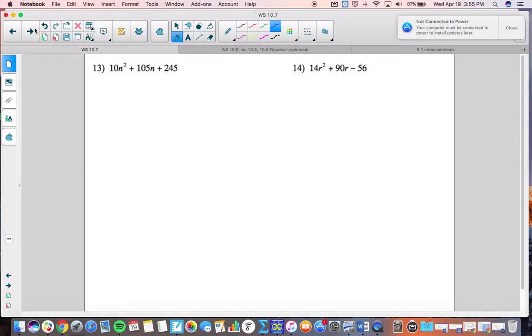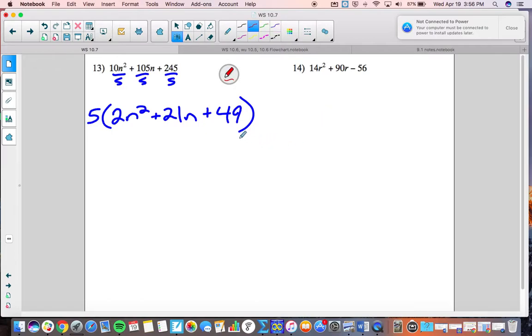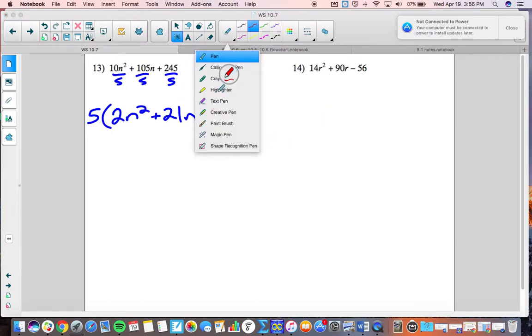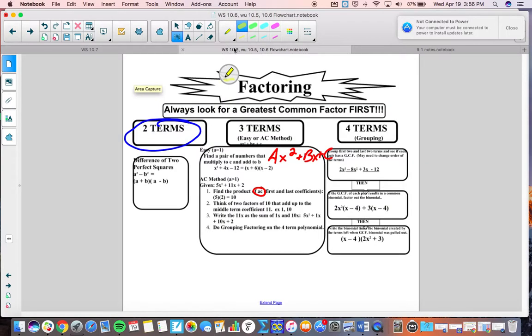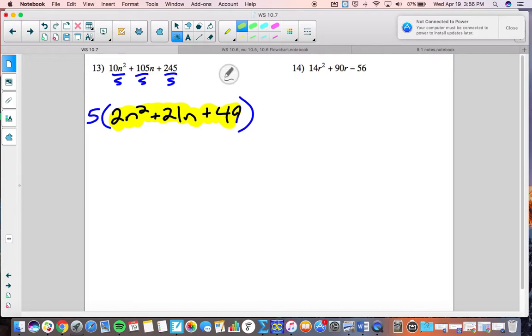All right, let's try these. Is there a GCF? Yes. We can factor a 5 out. So we get 5 parentheses 2n squared plus 21n plus 49. That seems right. So now, folks, we try to factor this in parentheses even further. So we have to think about what method we should use. Well, there are 3 terms here, but our leading coefficient is greater than 1, so we have to use the AC method that we looked at before.